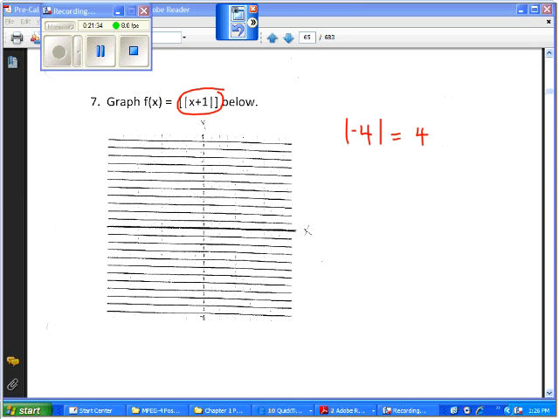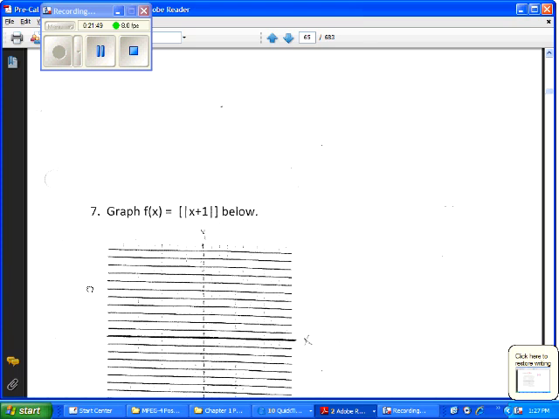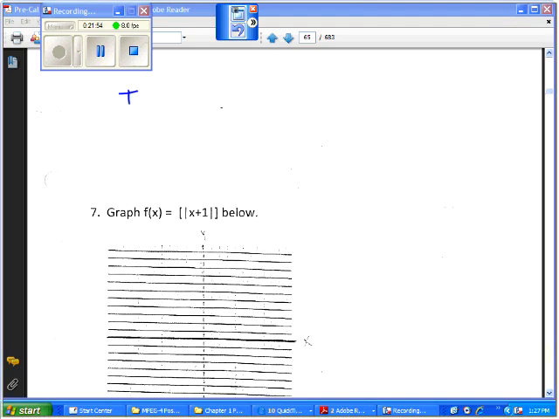But that's not what that looks like. It's got this on it also. And that's not absolute value. That is the greatest integer function. It's the greatest integer function. So we need to talk about the greatest integer function. We probably need to write some of this down.